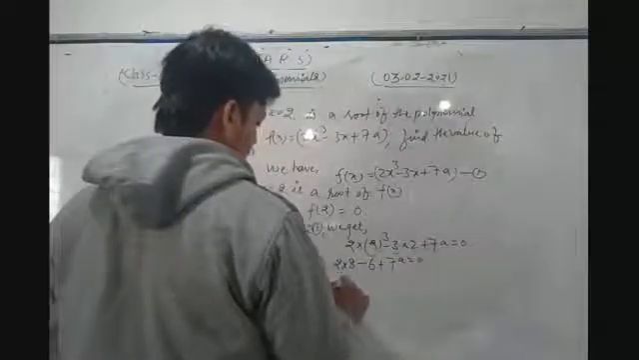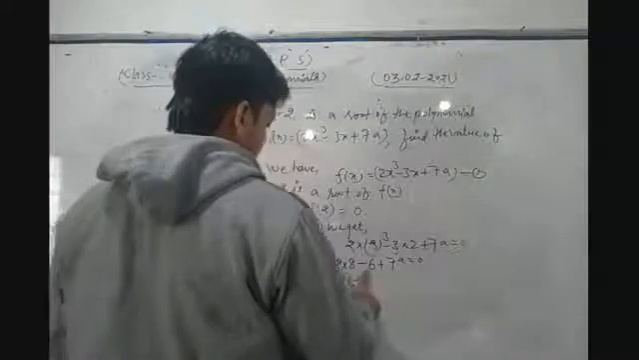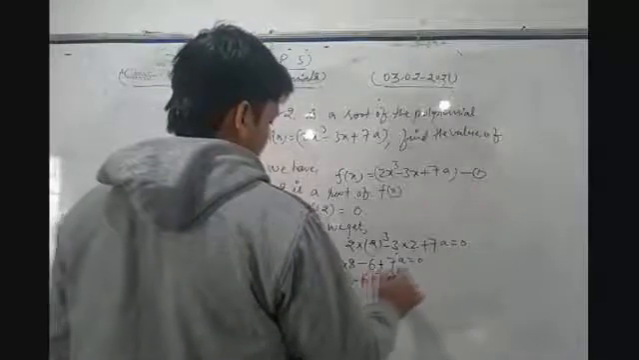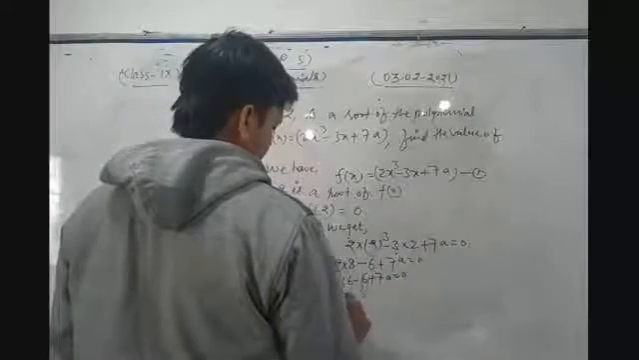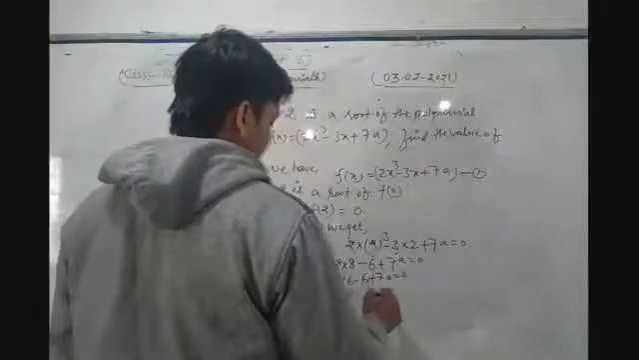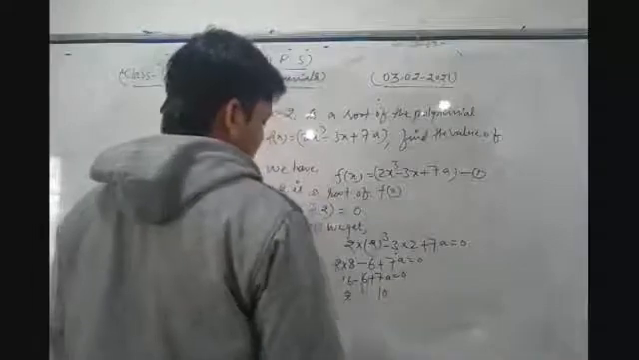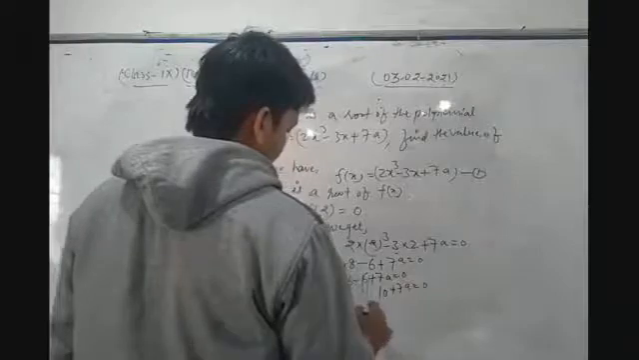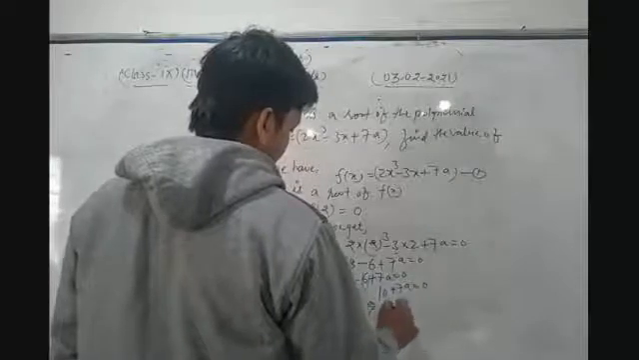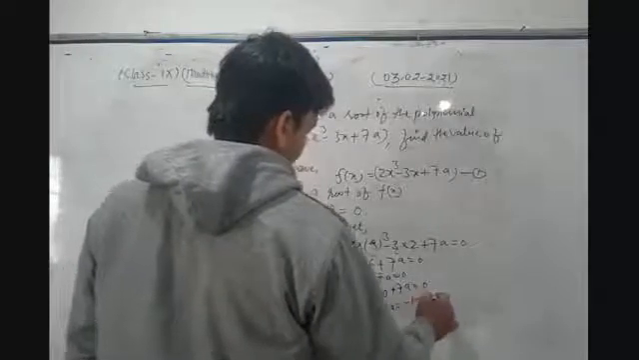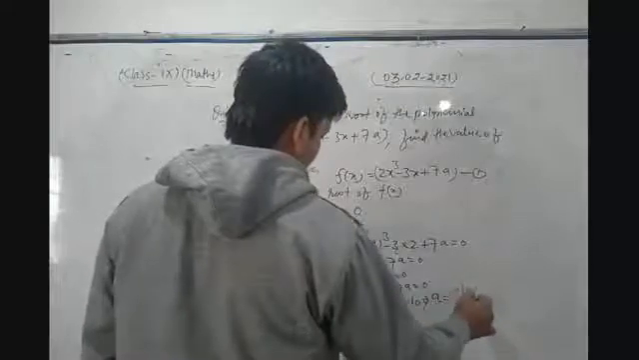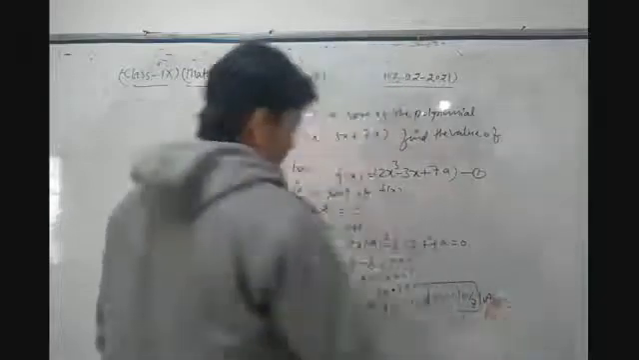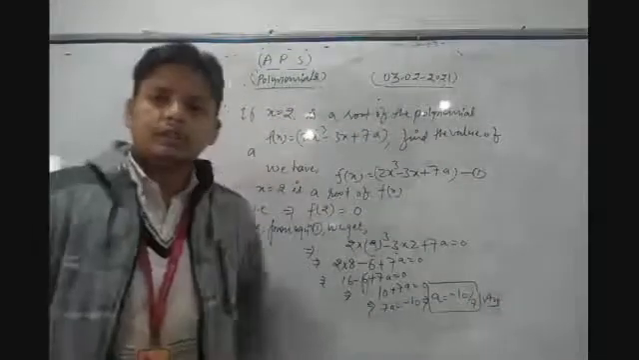That is 16 minus 6 plus 7a is equal to 0. The value of 16 minus 6 is 10. So 10 plus 7a is equal to 0, that is 7a is equal to minus 10. That is, the value of a is equal to minus 10 upon 7. This is the required solution of the given question.